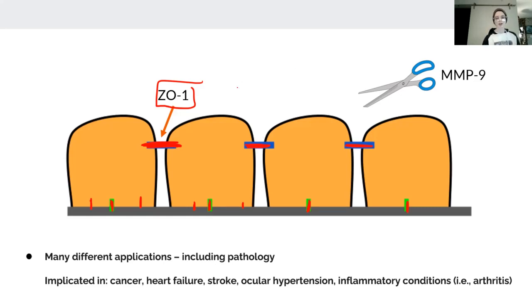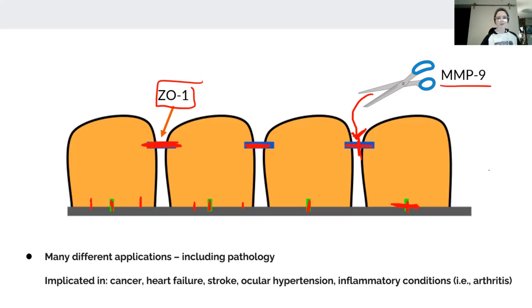Well, if that's string, then we've got to talk a little bit about what MMP-9 is, which is, the best metaphor we can use is a pair of scissors, right? And so MMP-9 is going to come in between these cells, and it is going to kind of cut ZO-1 off. It is going to sever this thing. It's going to snip it, right? And it might do the same down here too, right?